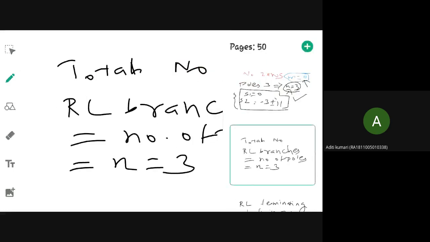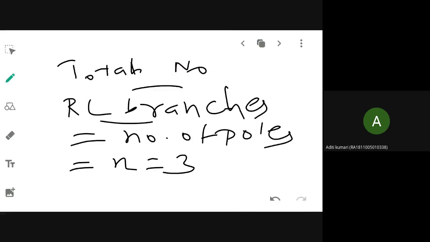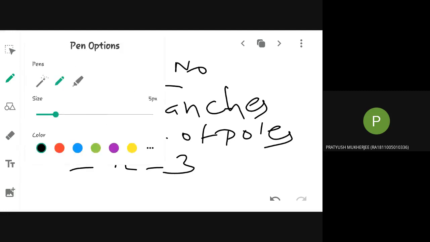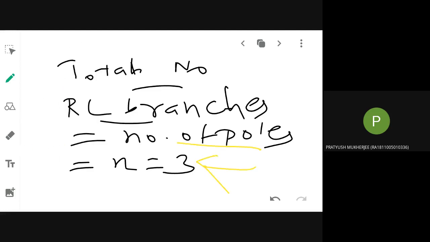So total number of root locus branches will be equivalent to what number? The total number of branches is equal to the number of poles. The number of poles for this given system is 3. So total number of root locus branches will also be 3. Out of these 3 branches, how many will be ending at finite zero and how many will be ending at infinite zero? M and N minus M.